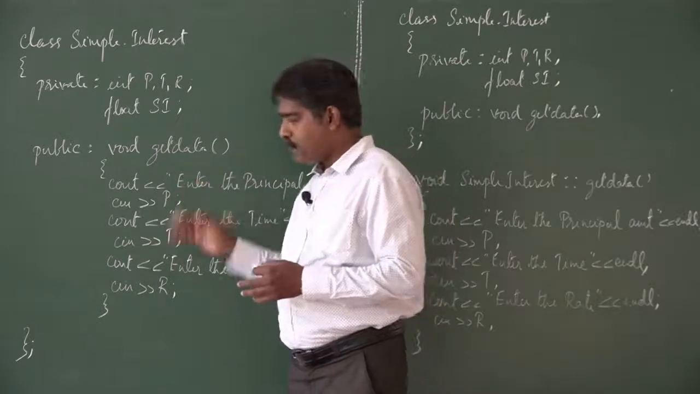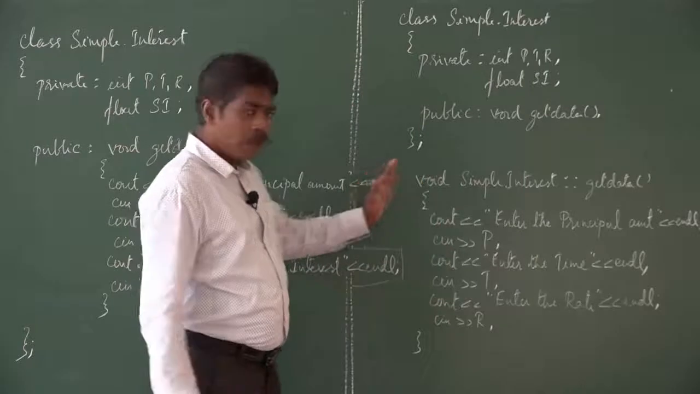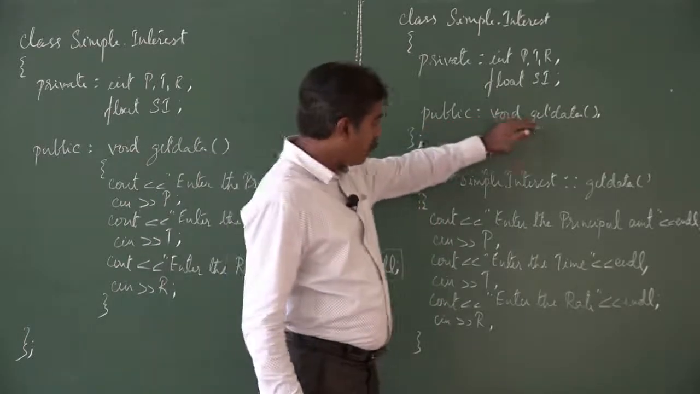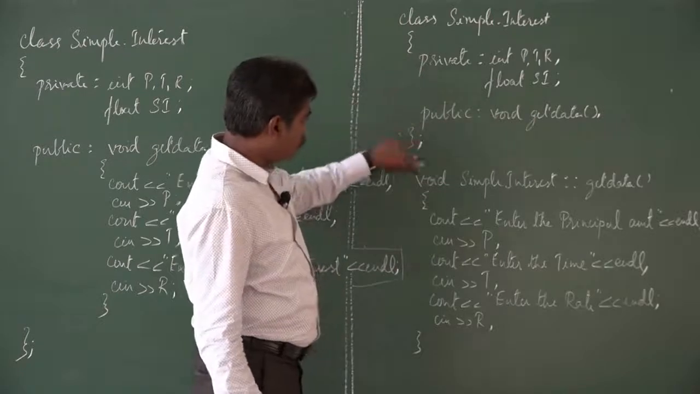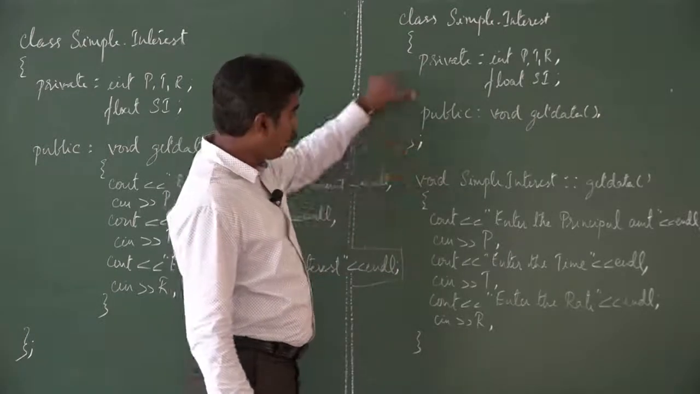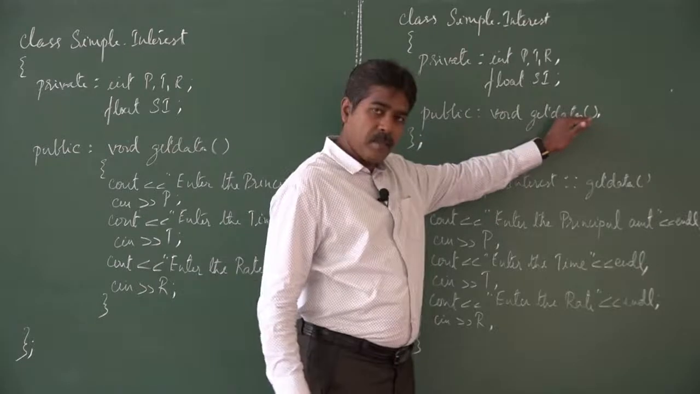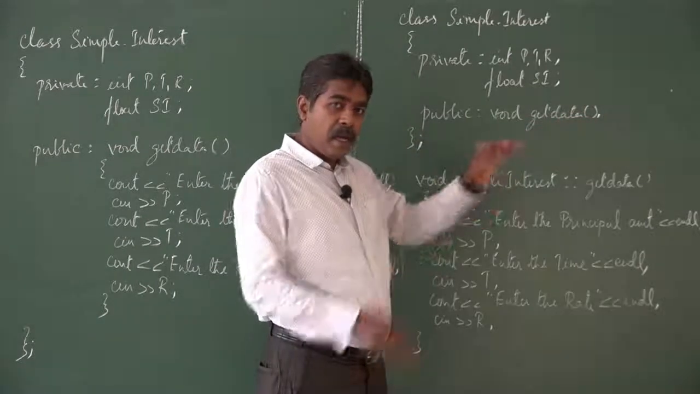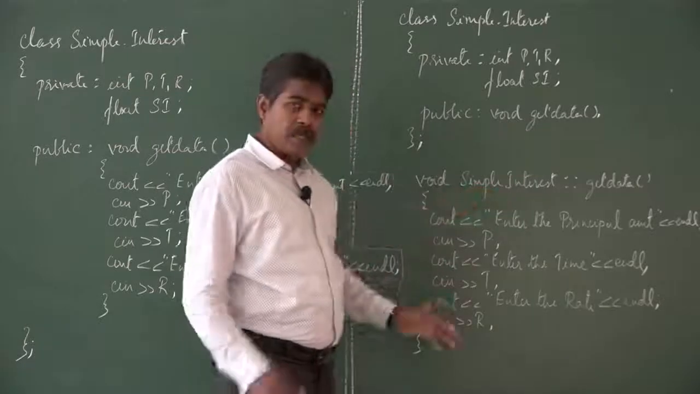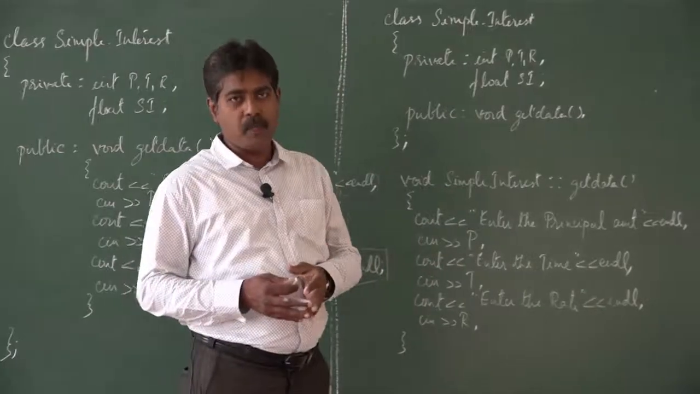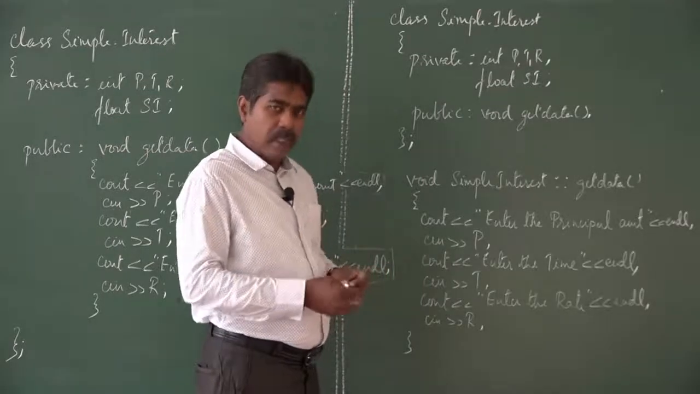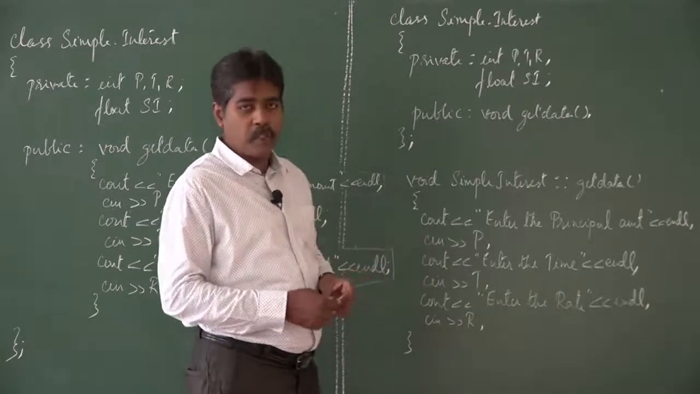So just for a comparison, you need to look at this place. That is, void getData is written inside the class. This is the semicolon, closing of the class. This void getData is declared and defined outside the class. Previous class we spoke about the scope resolution operator. So today we would like to go a little more in detail about the scope resolution operator.